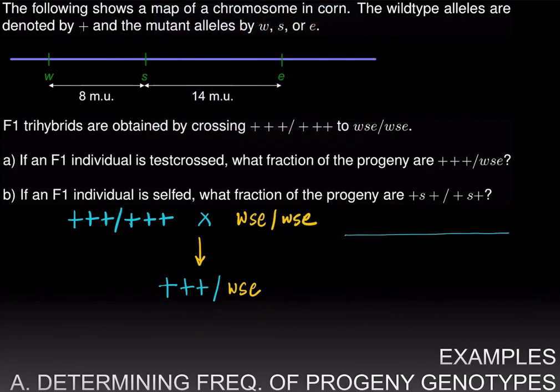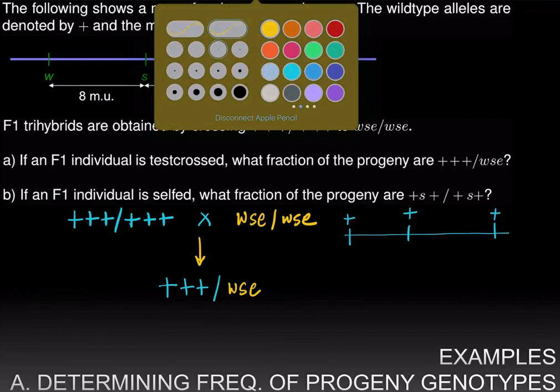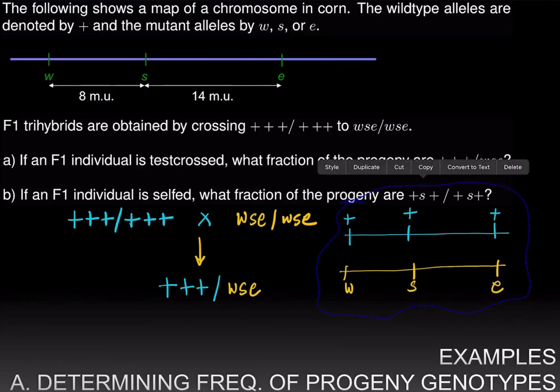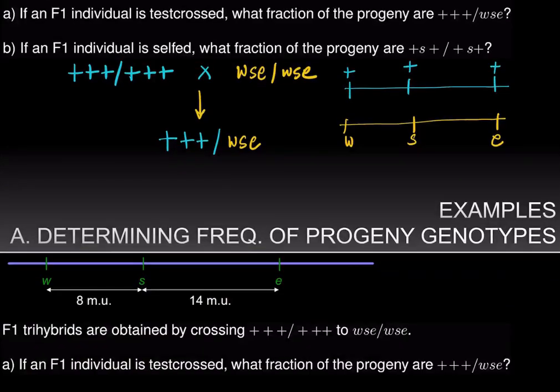So you will have plus allele, plus allele, plus allele, and the other chromosome will have W allele, S allele, and the E allele. And this trihybrid individual is then test crossed.